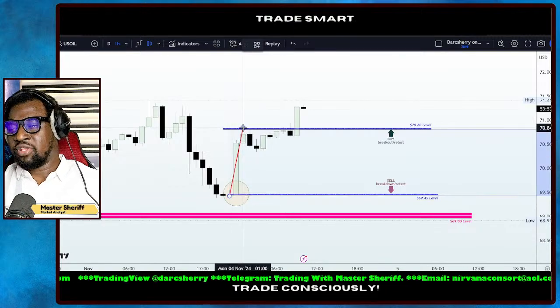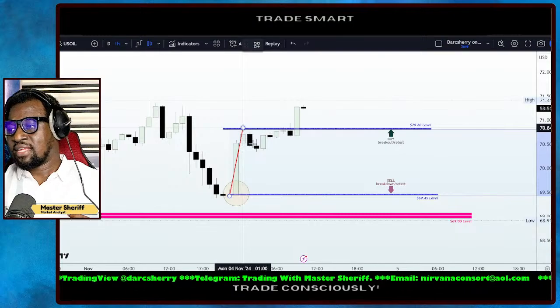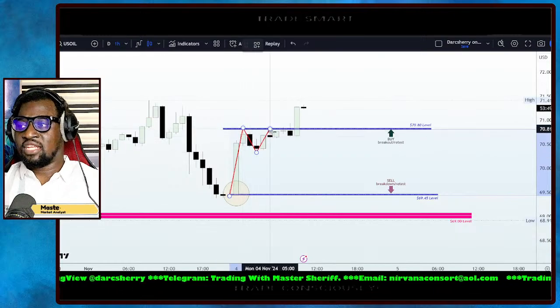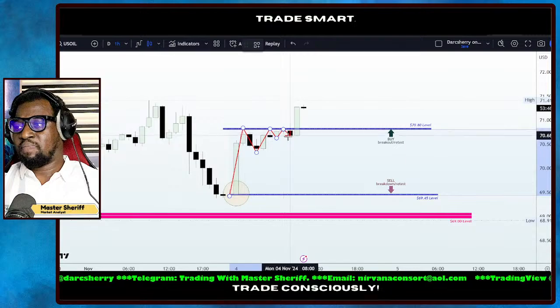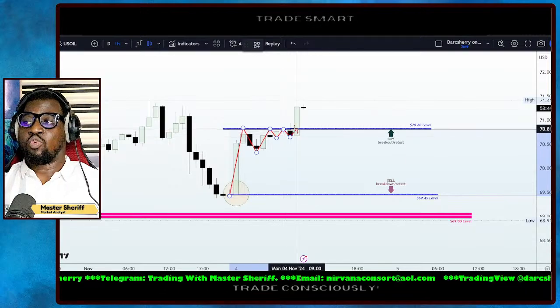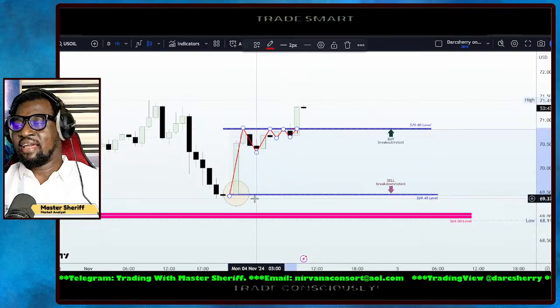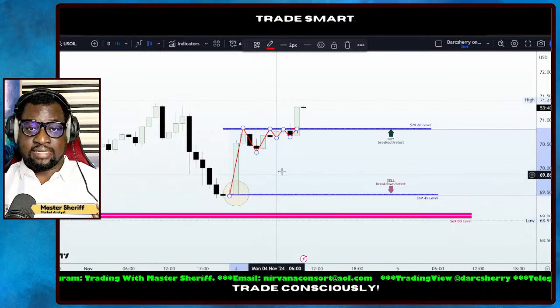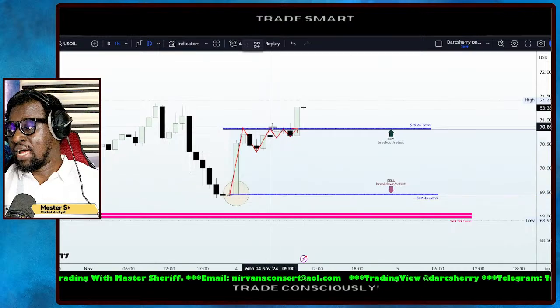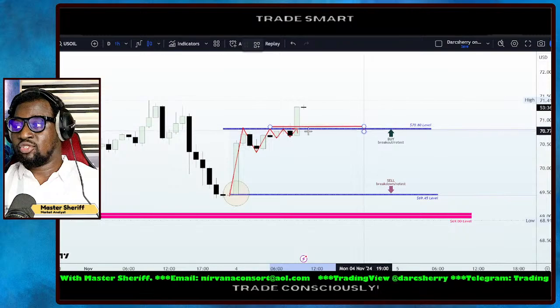And during the Asian session, we saw selling pressure as buyers found it difficult to break through that particular area. So for me, that was my resistance line for the week. And I was looking out for that breakout of the resistance line to continue that uptrend move.